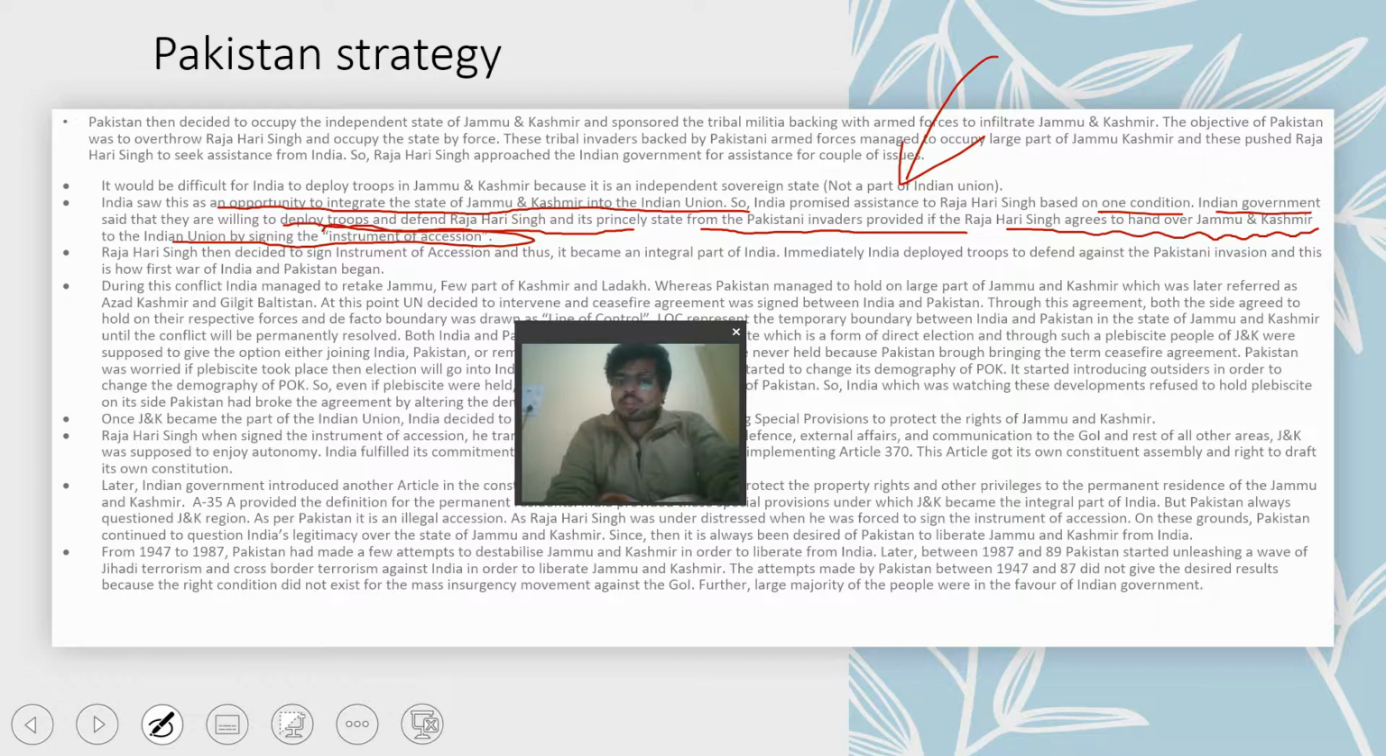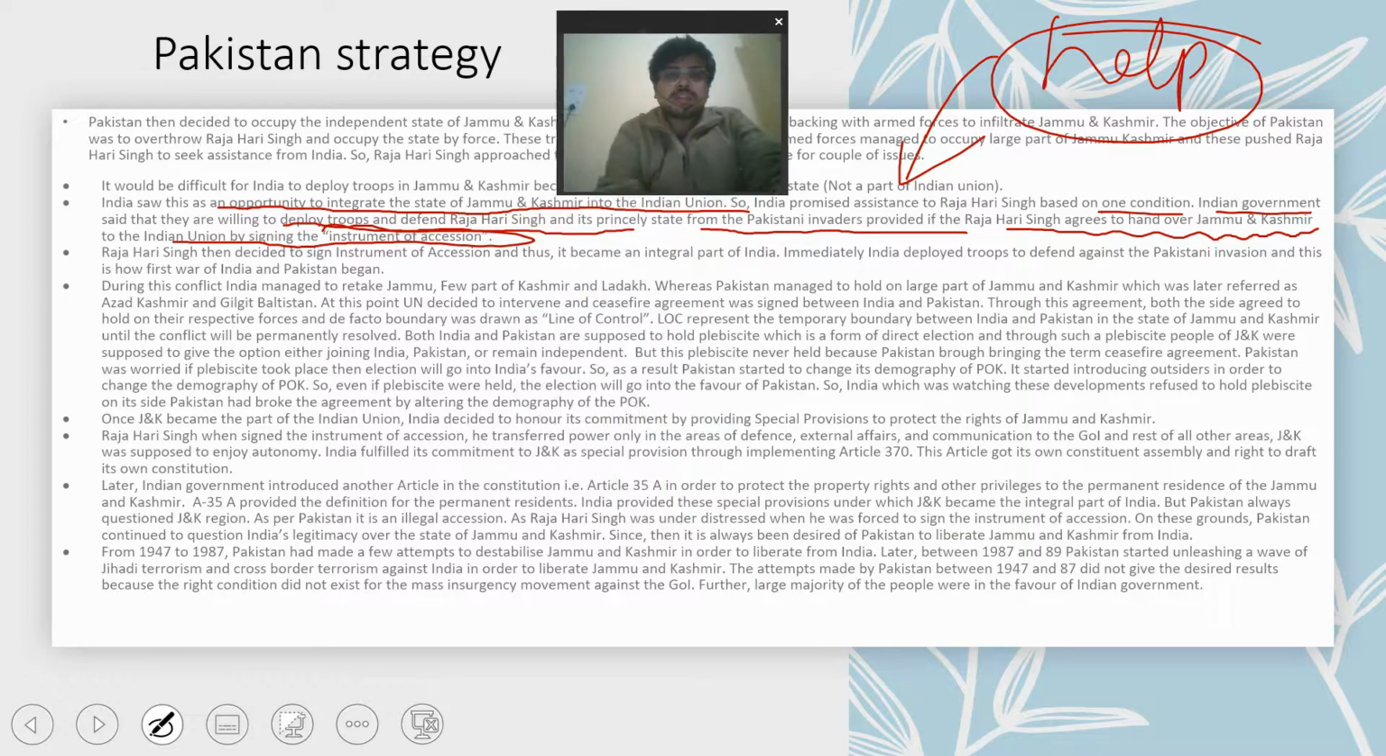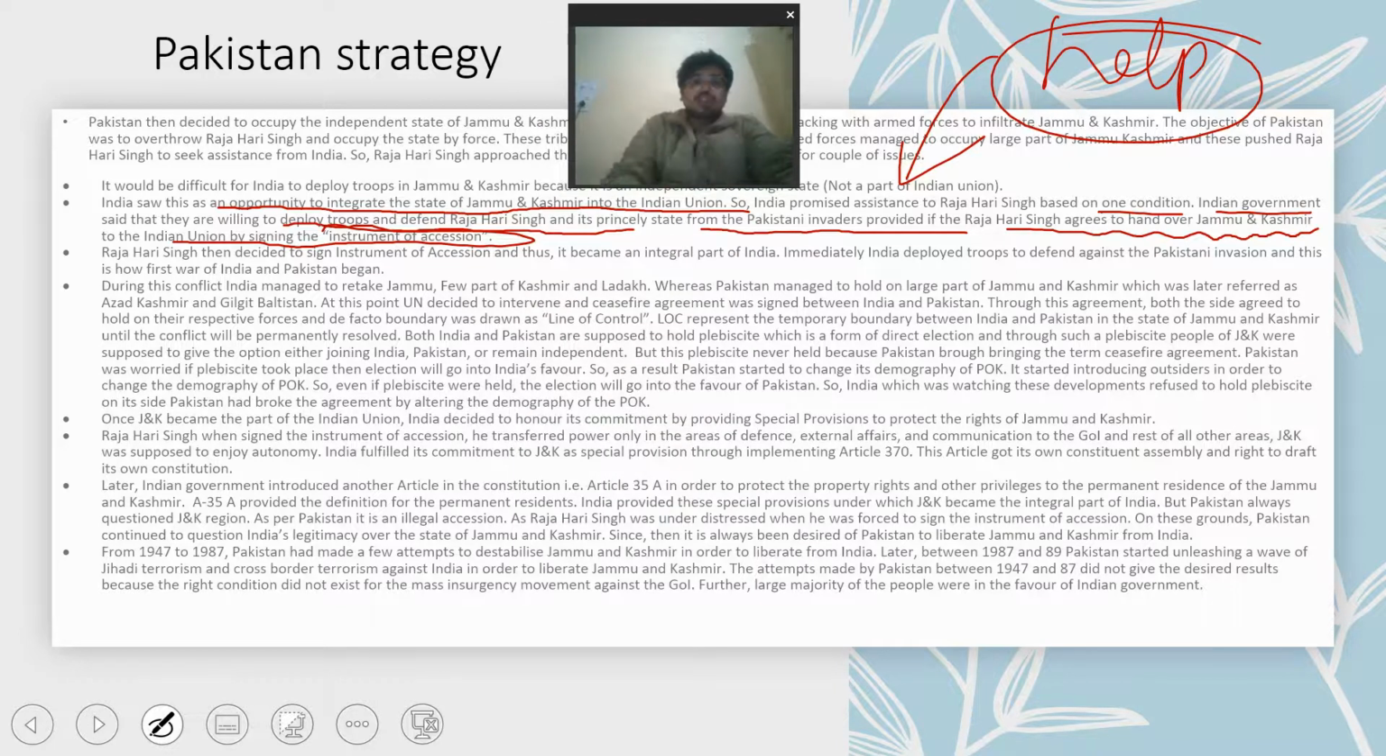India saw this as an opportunity, as Raja Hari Singh himself was coming for help. I will help you, but you are a sovereign state and I can't send my troops to your sovereign state. If you are adding this state into the Indian Union, then I will help you, because then that region will be treated as an Indian state. Okay, so after the signing of the instrument of accession, Jammu and Kashmir became an integral part of India.